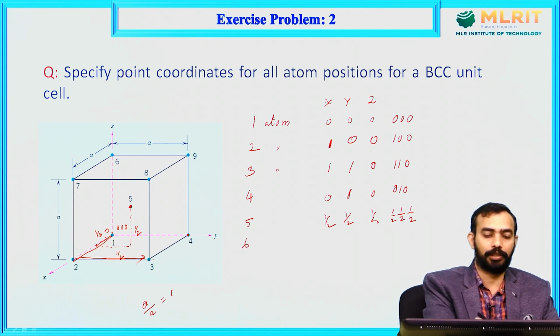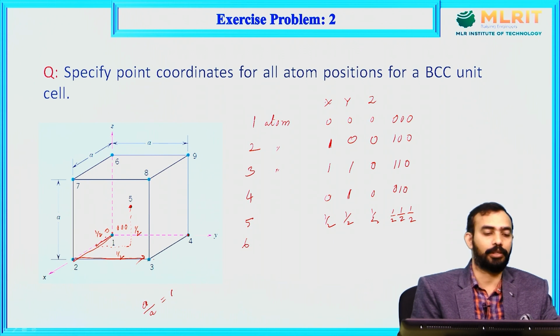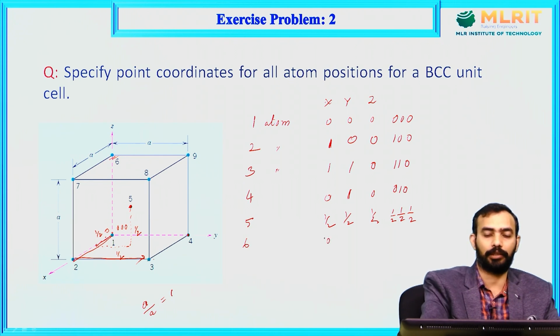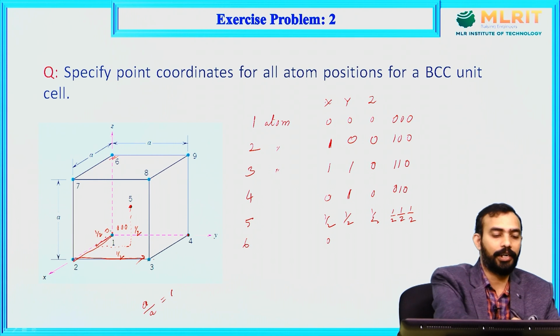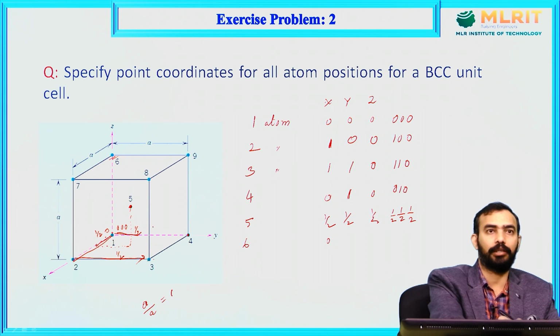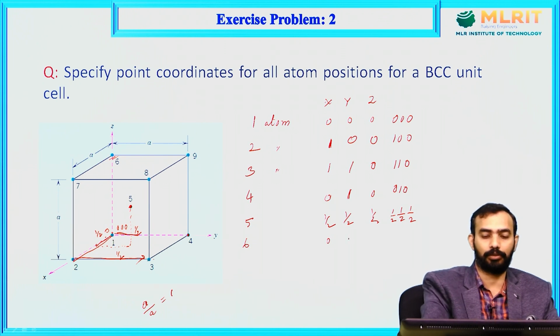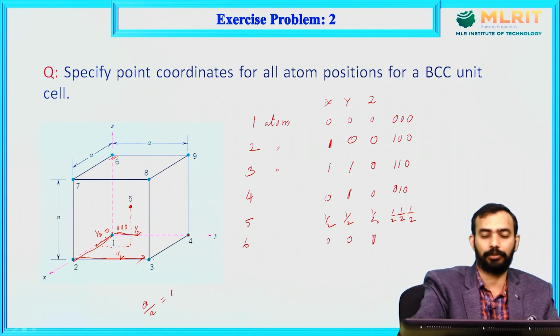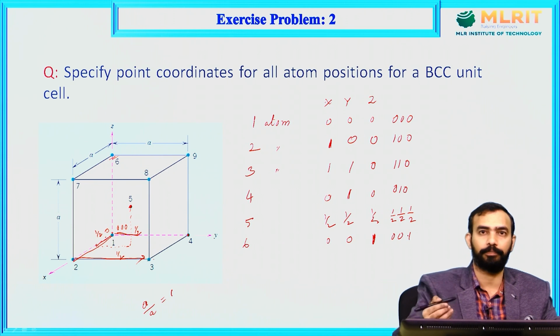Similarly, atom number 6, where is atom number 6? This is atom number 6. In the x direction, is there any movement? For the 6, there is no movement in the x direction, so that is 0. In the y direction, there is also no movement for the 6, so y direction is also 0. But in the z direction, there is a complete movement, so that is 1 unit it has moved. So the coordinates will become 0, 0, 1.